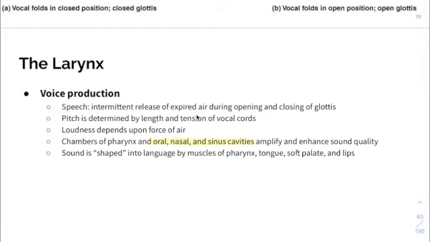We actually form our words through the pharynx, the tongue, the soft palate, and our lips. What the larynx, our voice box, does is it vibrates to create a sound, and then our pharynx, tongue, soft palate, and lips are what work together to create what sound you're trying to make.